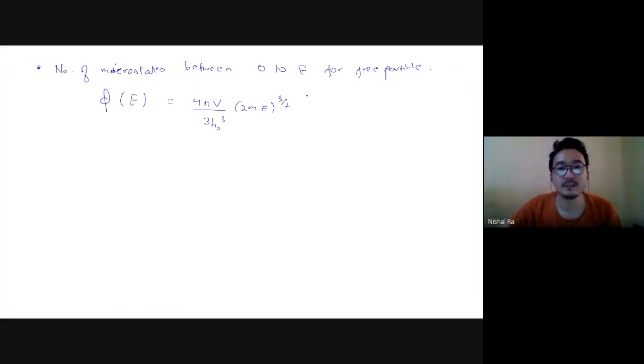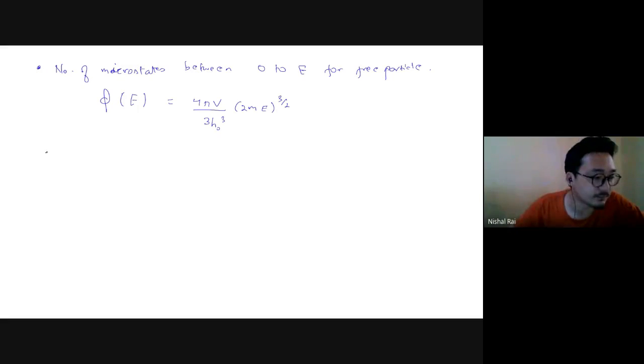Basically, it was the volume of phase space. How do you get this? The total number of microstates for a single particle will be equal to the total number of cells, which is the volume divided by 4 by 3 pi r cube, where 4 by 3 pi r cube is for the phase space, and V is for the volume of your coordinate space. Clear?